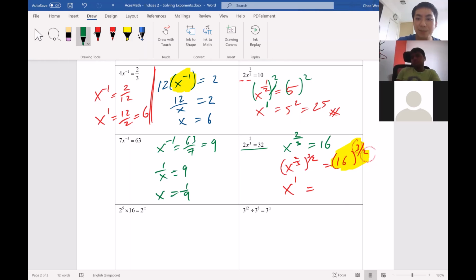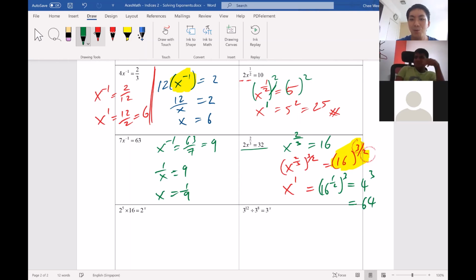Okay. So which means that we will see this as 16 to the power of half, to the power of 3. And 16 to the power of half is? Square root of 16 is? 4. Oh, so it's 4 to the power of 3. And what's 4 times 4 times 4? 64. And that's the answer then.